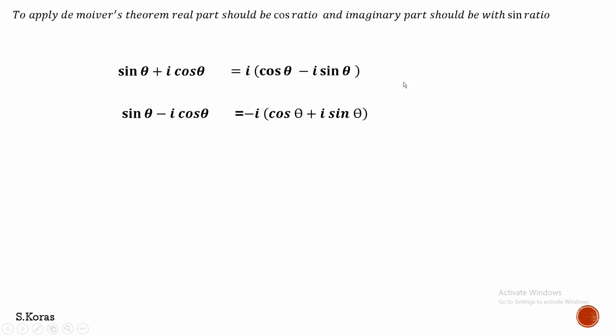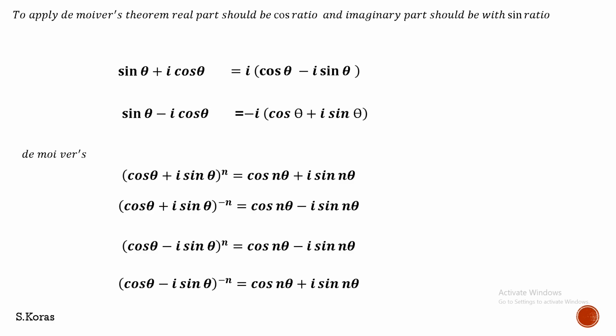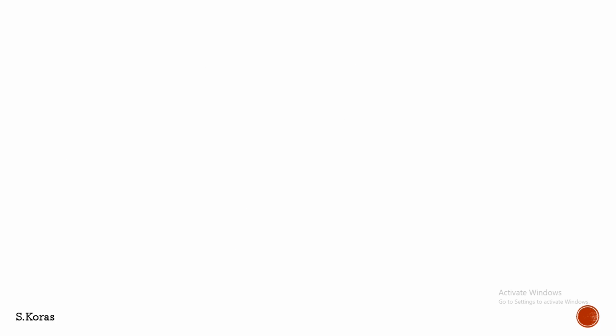Moreover, you know all the de Moivre's theorem, that is cos theta plus i sin theta the whole power n, and cos theta plus i sin theta the whole power minus n, then cos theta minus i sin theta the whole power n, and cos theta minus i sin theta the whole power minus n. Right. So using all these formulas, we are going to solve a problem. Let us see a problem.